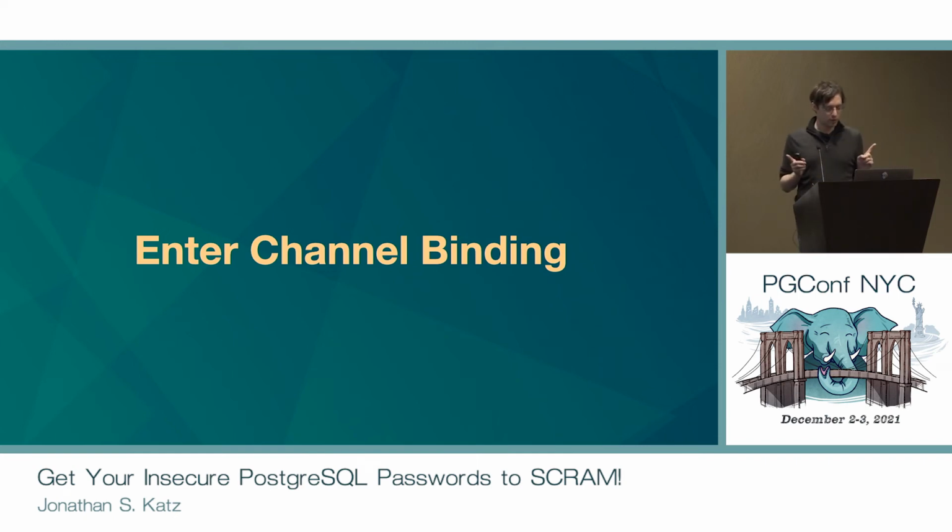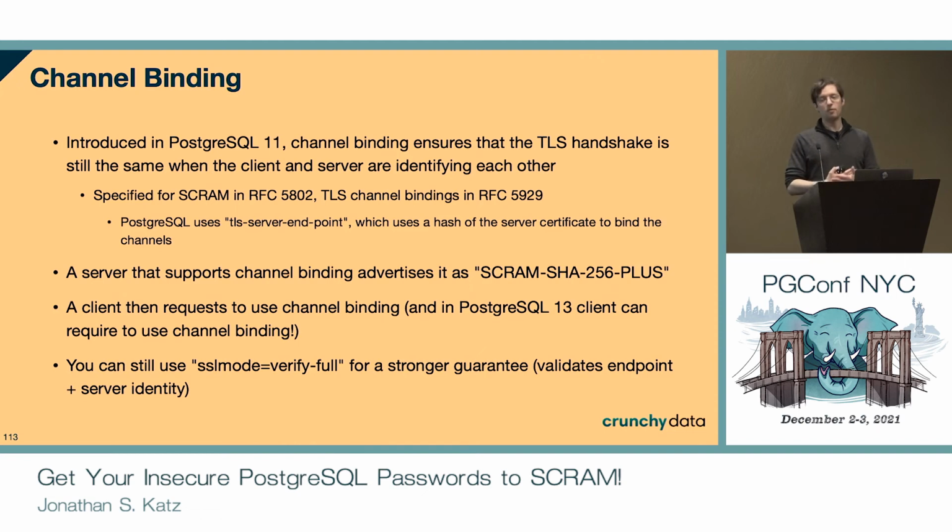But there's a few ways to avoid this. The principal one around SCRAM itself is channel binding. This is discussed in the SCRAM RFC, and this was introduced in Postgres 11 to basically ensure that when you do the TLS handshake, you're still talking to the server that you originally believed that you were talking to. Particularly for the client, it's: I am sure that I'm working with the Postgres server that I want to.